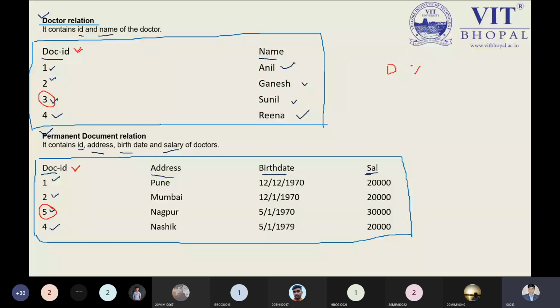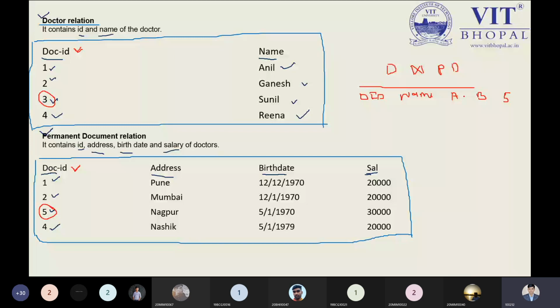So can anyone tell me what values we can have over here? Let me explain. Doctor ID will be an attribute, name will be an attribute. Doctor ID is common, so I will not repeat it over here; it is already written. Address will be there, birth date will be there, and salary will be there. So these are our attributes.